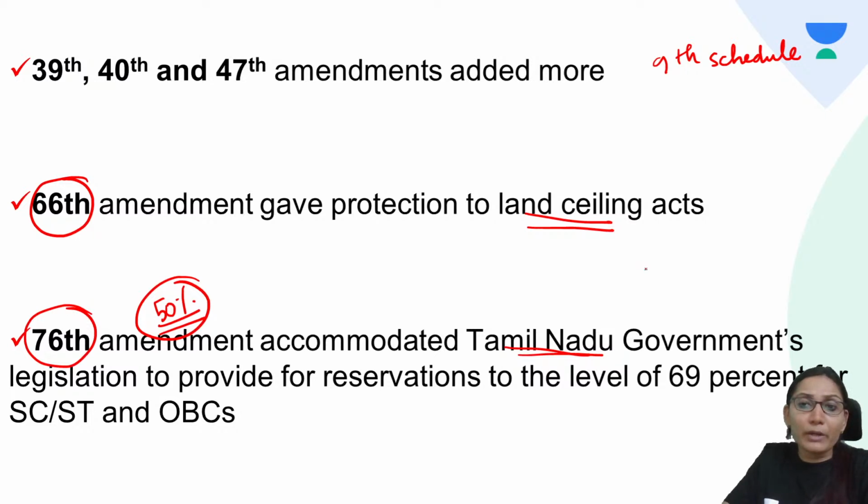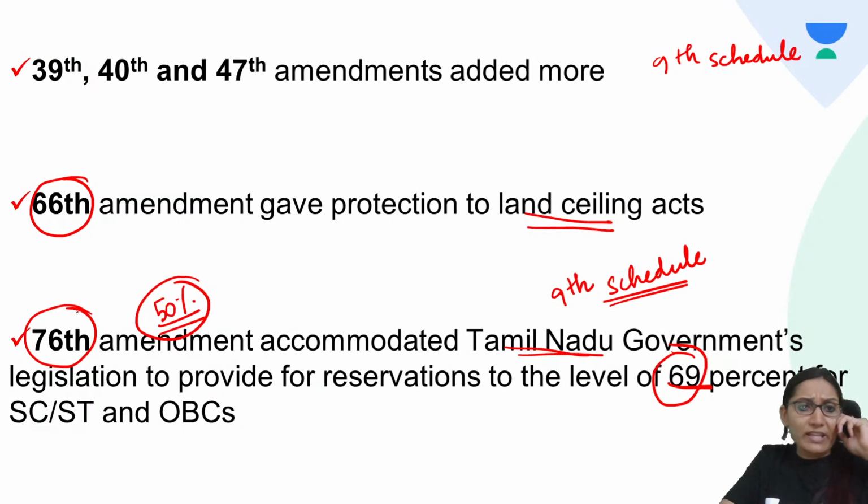But in the case of Tamil Nadu, there is a reservation at the level of 69%. And how did the 69% come up? This is because the state law was put under the 9th schedule. So, the state law of Tamil Nadu was put under the 9th schedule, thereby shielding it from judicial review. So, the 76th Amendment accommodated the Tamil Nadu government's legislation to provide for reservations to the level of 69% for the SCs, STs and the OBCs. So, this is how in Tamil Nadu there is a 69% reservation and the Supreme Court is very much helpless to do anything about it. Okay.